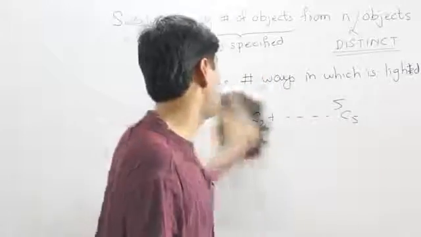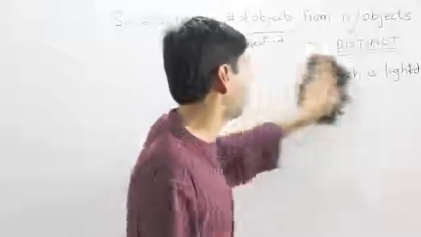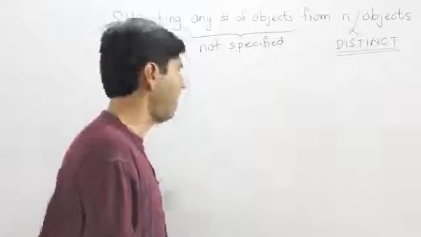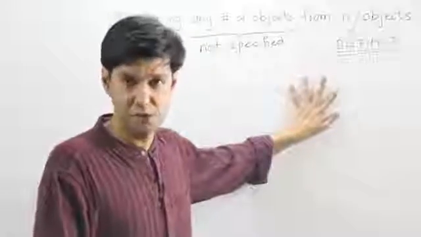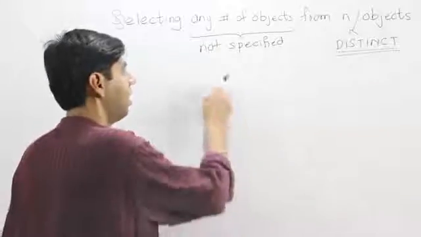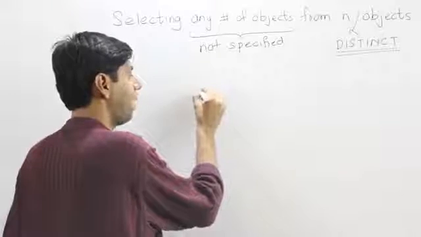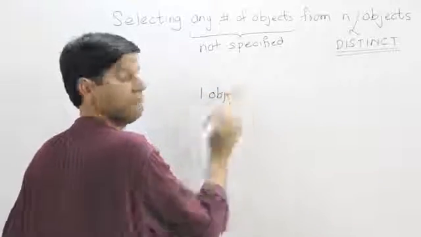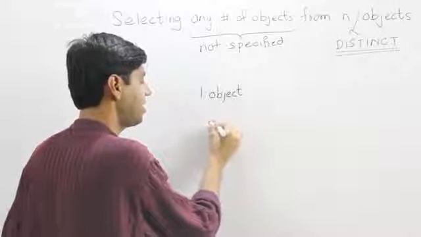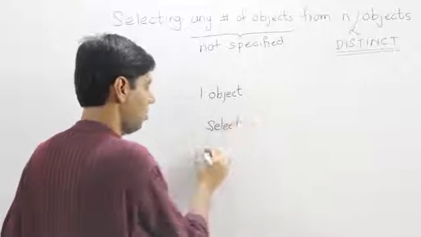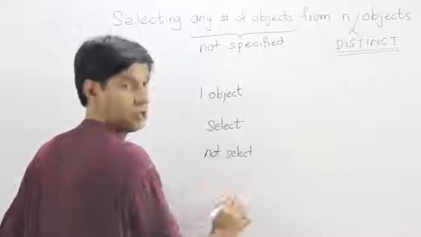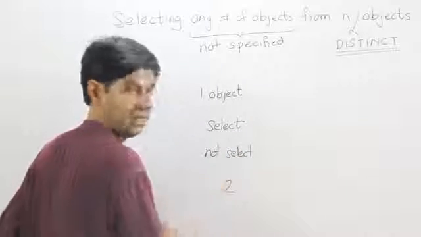To understand this logic of 2 raised to n. So questions are pretty straightforward out there. To understand this logic of 2 raised to n, let's say there's one object, the first object. What choices do I have with the first object? I could either select or not select. So there are two choices with the first object, two ways.